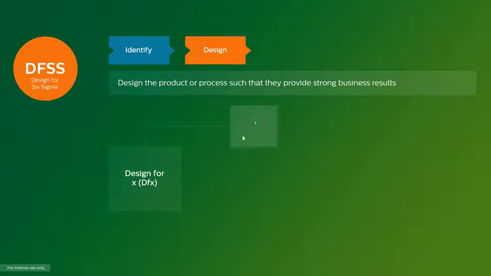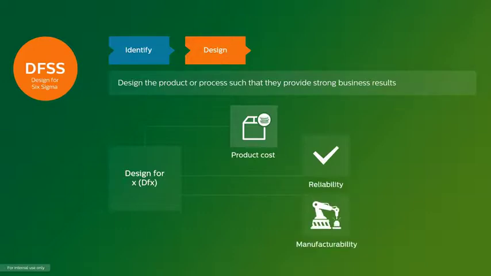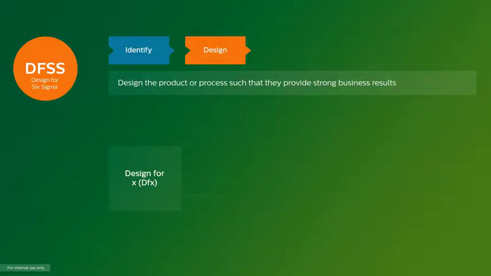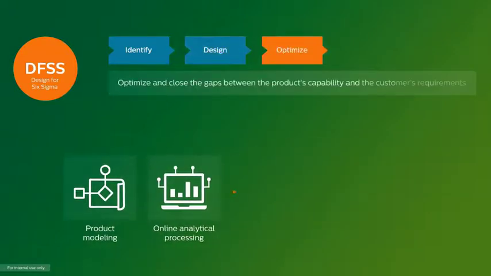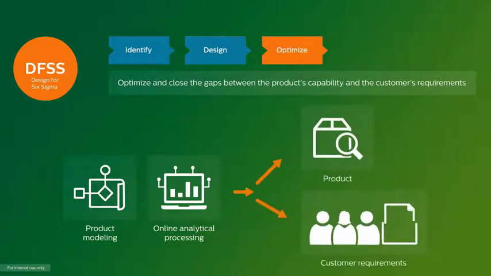Here, X can be the product cost, reliability of the product over time, the ability to manufacture the product with predictable, robust results, or the ease with which the product can be serviced in the field. You should also use models, often called transfer functions, to predict the product or process capabilities before you commit to the final design. This helps you to optimize and close the gaps between the product's capability and the customer's requirements.